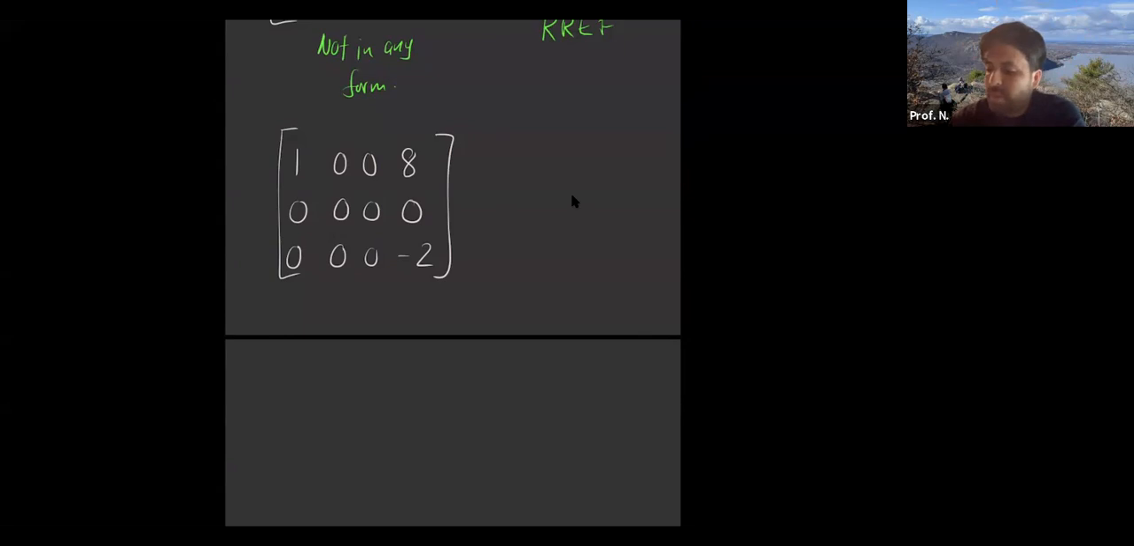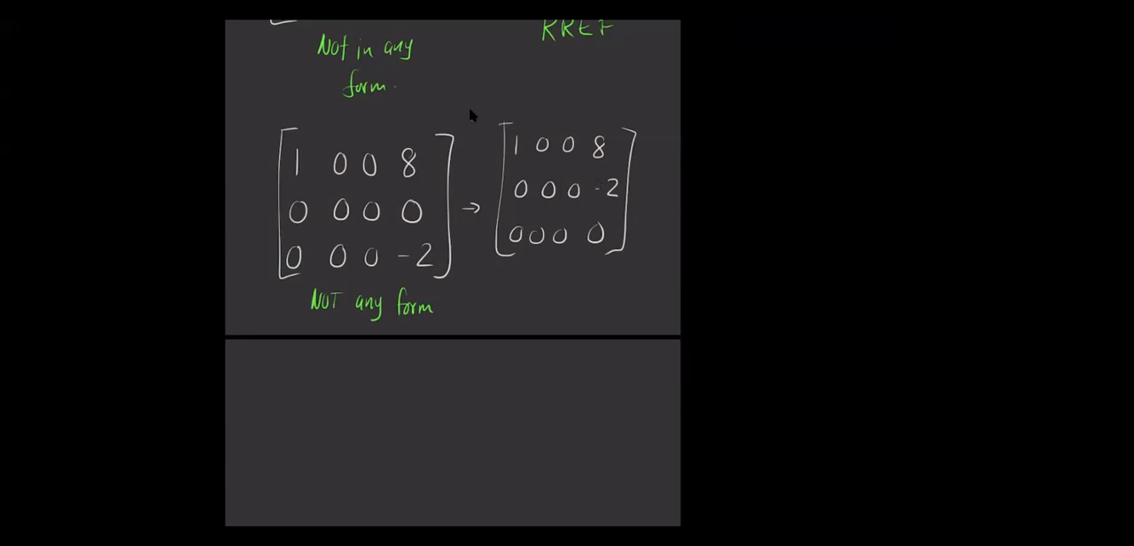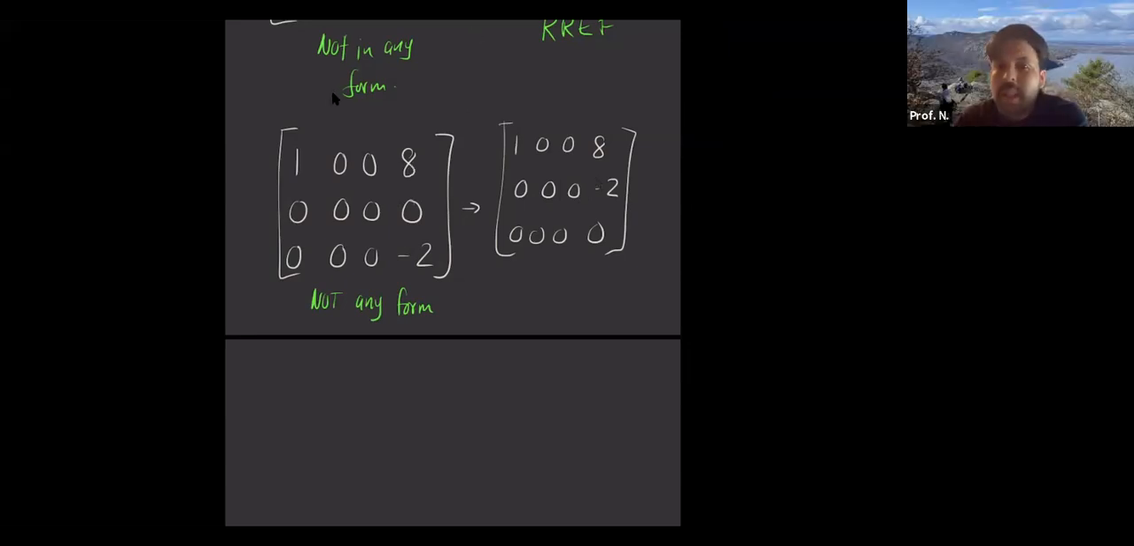So how do we make it into an echelon form? We just have to swap the second row with the third row. So you get this. So this is not any form, right? And what is the one to my right? What kind of form is this in? It's also in no form at all. Maybe an echelon form. It's an echelon form.